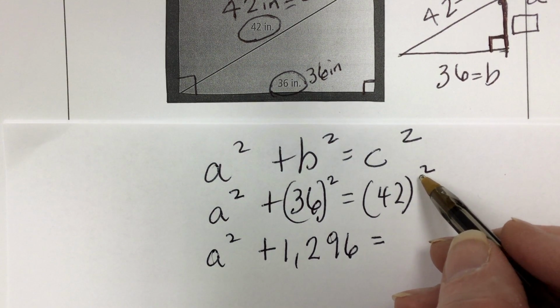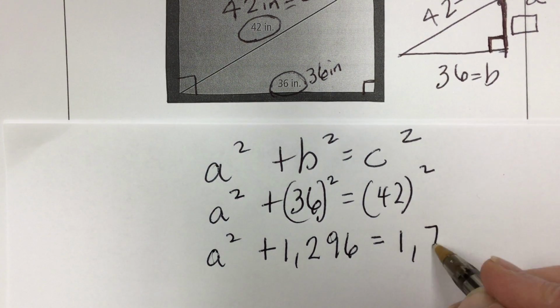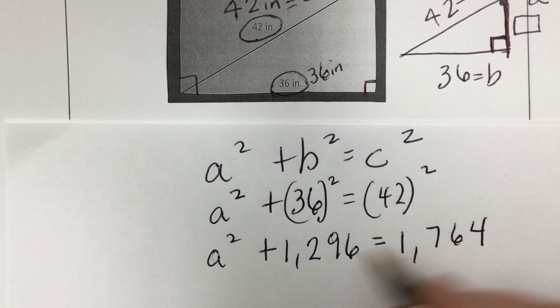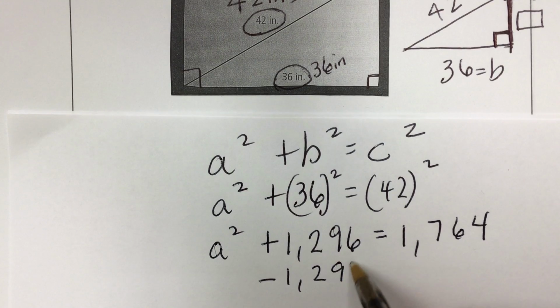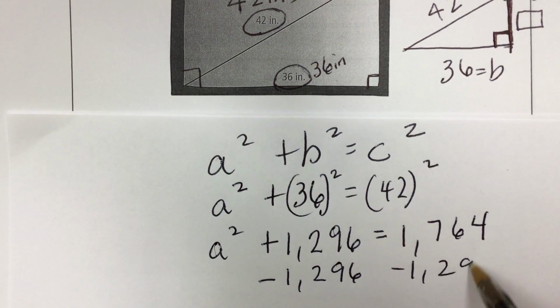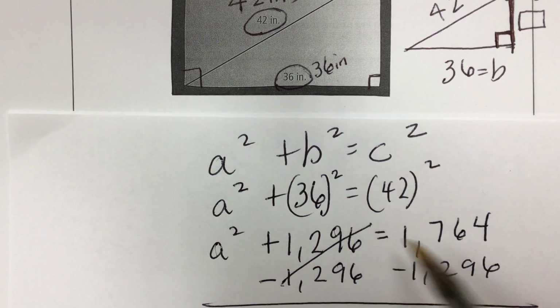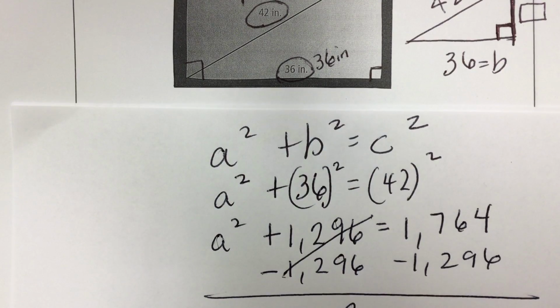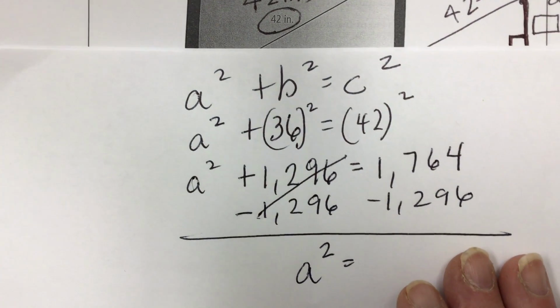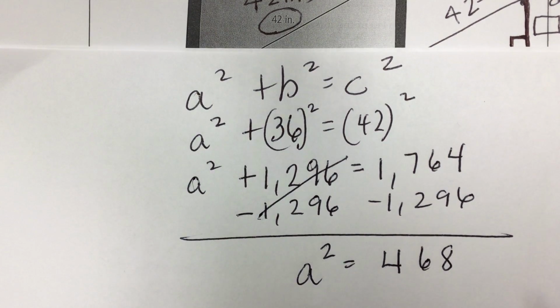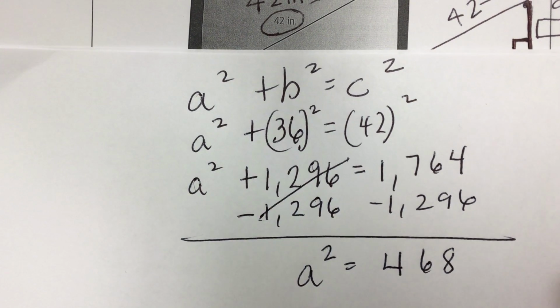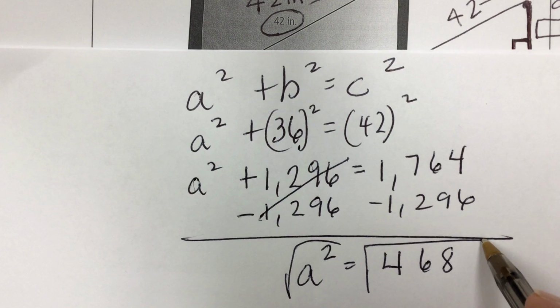42 times 42 gives you 1,764. Solving for a squared, let's subtract 1,296 from both sides. Subtracting from both sides leaves me a squared is equal to 468. Okay, so now let's take the square root of both sides.